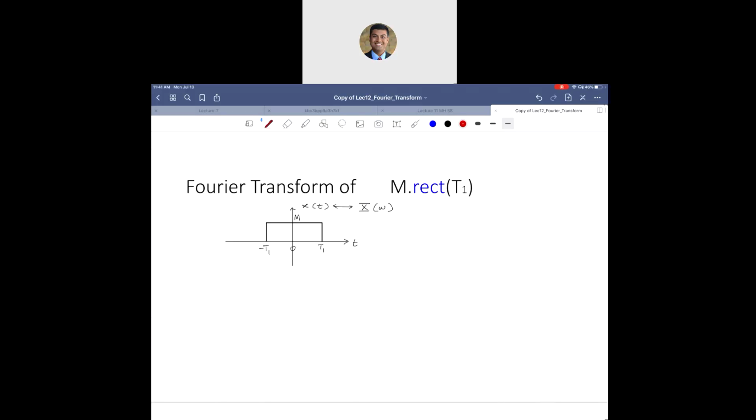Now let us try to do this. I want to find the Fourier transform of a rectangle, and I'm defining this rectangle as a function. So the argument of this rectangle function is t1. So that's that and that. And the height of this rectangle is a scalar m. And I want to find out its Fourier transform. What do you think it should look like? What function should it be?